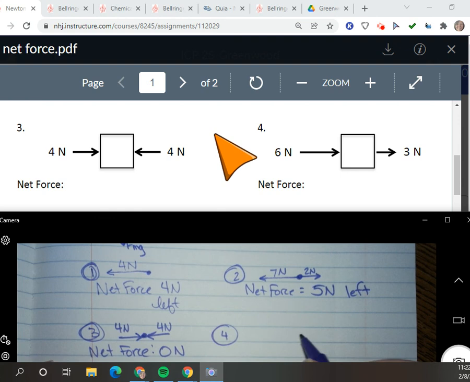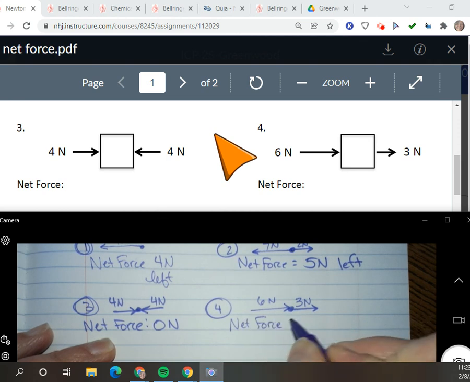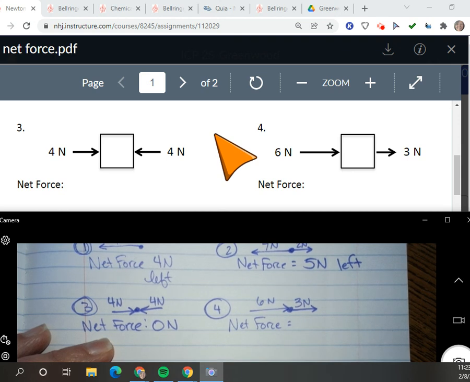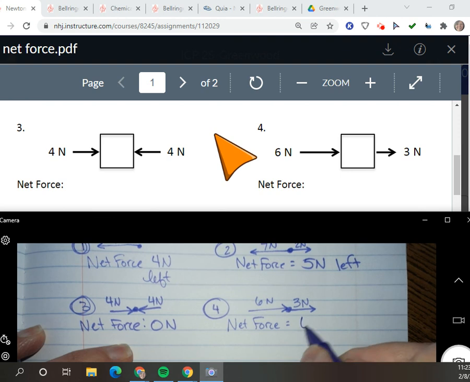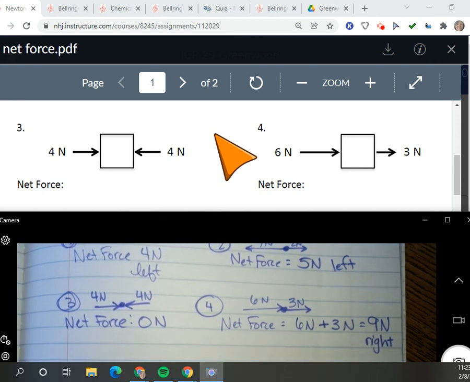Let's look at number 4 and be real careful of it. We have something pulling this object with 3 newtons and something pushing the object with 6 newtons. What is the net force? Are they going the same direction? So they're both going to the right. They're both positive numbers. What is our sum of forces? What is our net force? Okay, give me a thumbs up if you feel like you got this. No problems. All right.